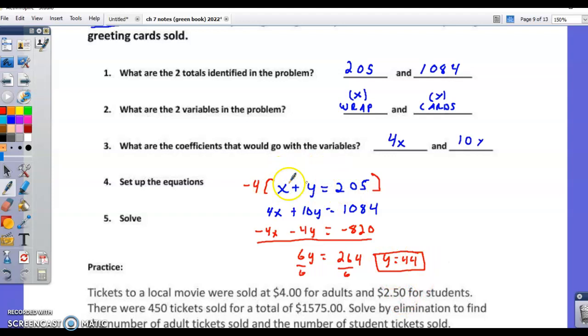I'm going to use my original, x plus y equals 205, just because it's lower numbers. I'm going to put 44 in for y. So when I set up the second problem, I have x plus 44 equals 205. Subtract 44 from both sides, and x equals 161. So our two amounts of packages total 205, and if we put these in for x and y here, that will total out to 1,084.